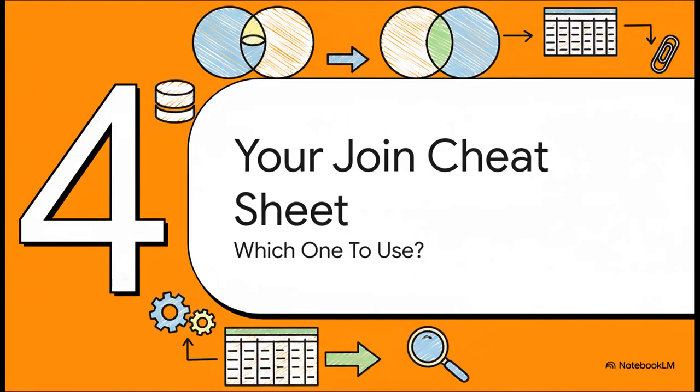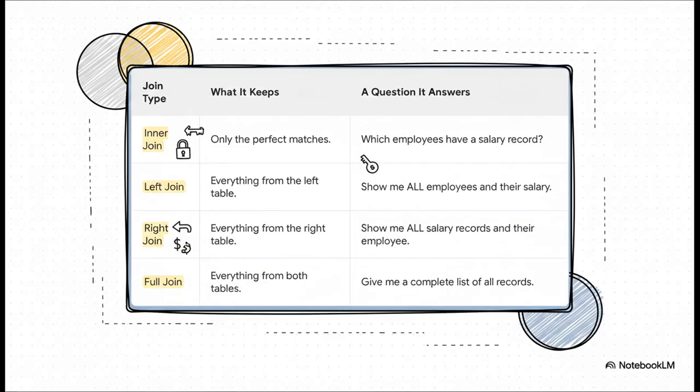Okay, that was a pretty fast tour through the world of joins. So, how are you supposed to remember which one to use and when? Let's wrap all this up with a simple little guide. Honestly, a great way to think about this is to frame it as a question that you're asking your data. If you only care about perfect matches, you're asking, which employees have a salary record? That's an inner join. If you want to see all employees and their salary if they have one, you're using a left join. If you want to see all the salaries and who they belong to, that's a right join. And if you just need a complete master list of everything, well, that's a full join.